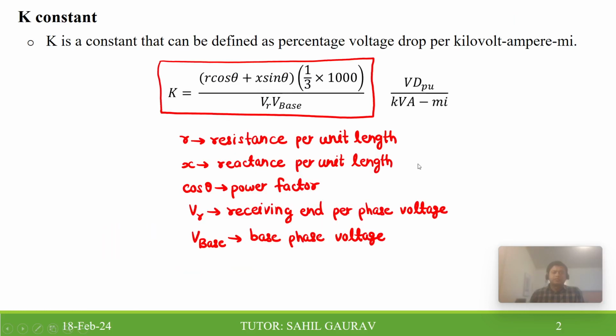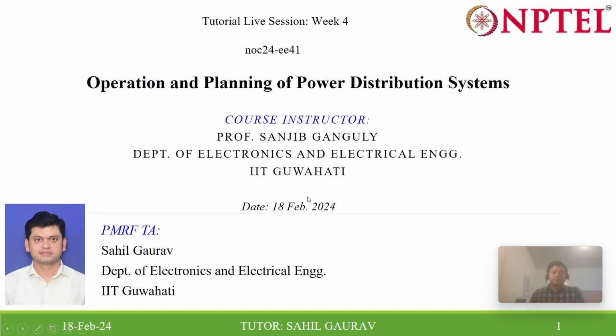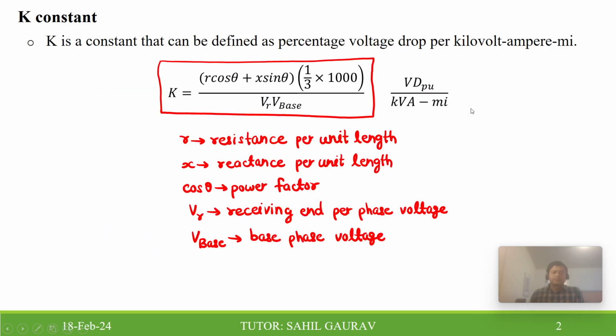Before we go through today's session, let us have a look at the K constant. One of you, I think Rahul Patil, asked about the physical significance of the constant. As we all know, K is a constant that can be defined as percentage voltage drop per kilovolt ampere mile. This is the well-known expression for the K constant, and its unit is percentage voltage drop per unit per kilovolt ampere mile.